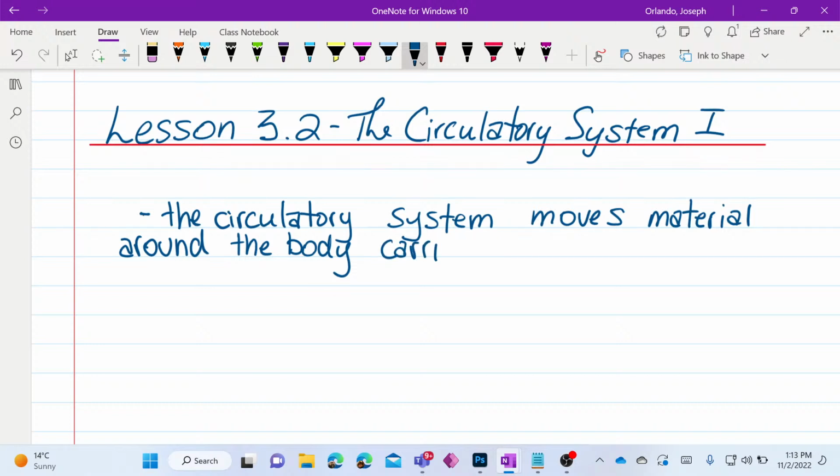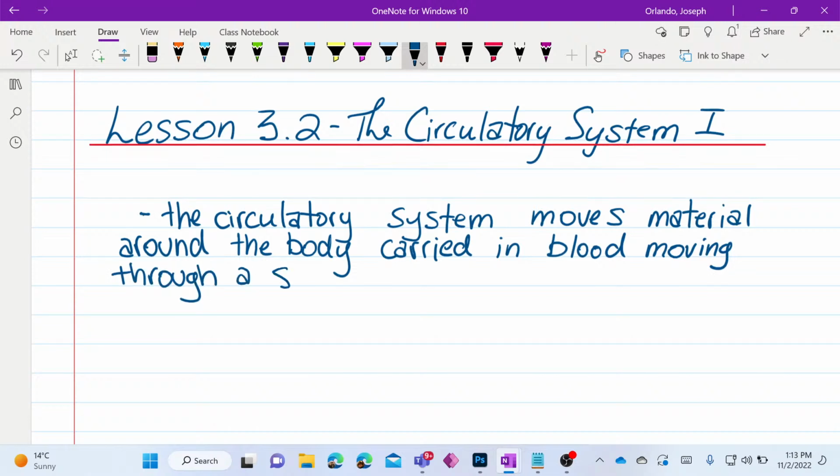So it moves materials around the body, carried in blood, moving through a series of blood vessels. And when I say blood vessels, what do I mean? What's a blood vessel? This might be a bad comparison, but like the subway? Yeah. Has like the tunnel that goes. Yeah. That would be the blood vessel. Yeah. The subway itself. That's right.